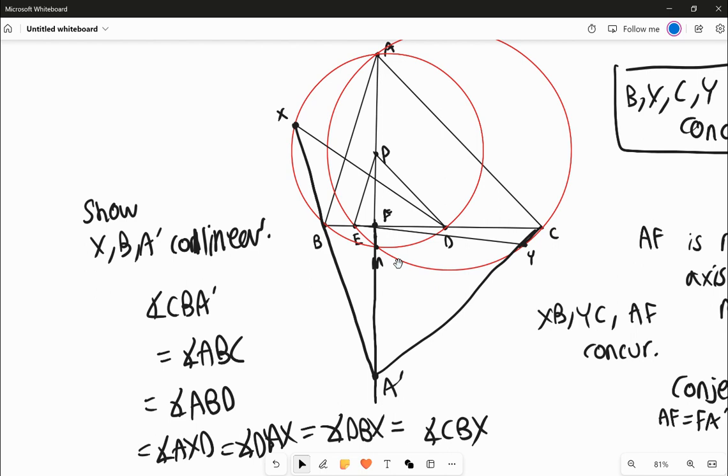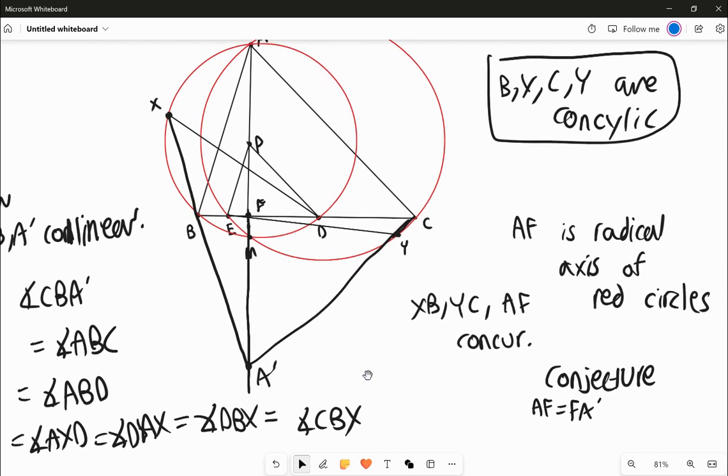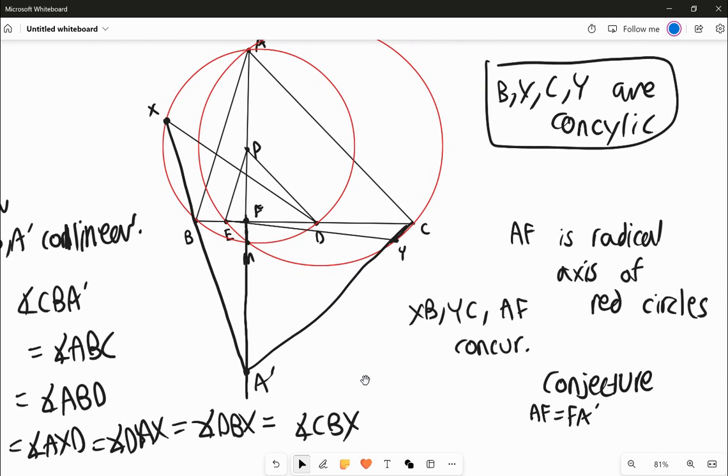In other words, they intersect on the altitude. Because they intersect on the radical axis, their powers must be the same with respect to each circle. So A prime B times A prime X is equal to A prime Y times A prime C. And that is enough to imply that this quadrilateral here, BXCY, is cyclic.